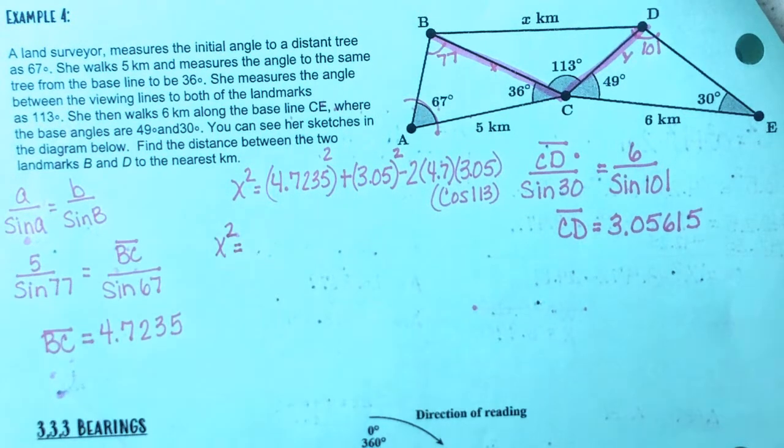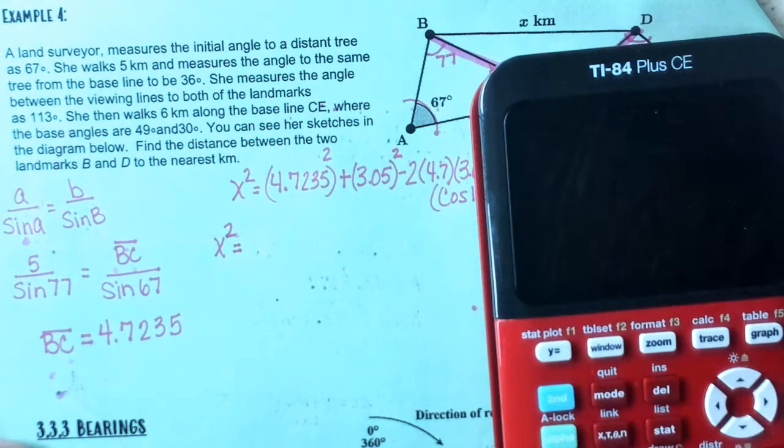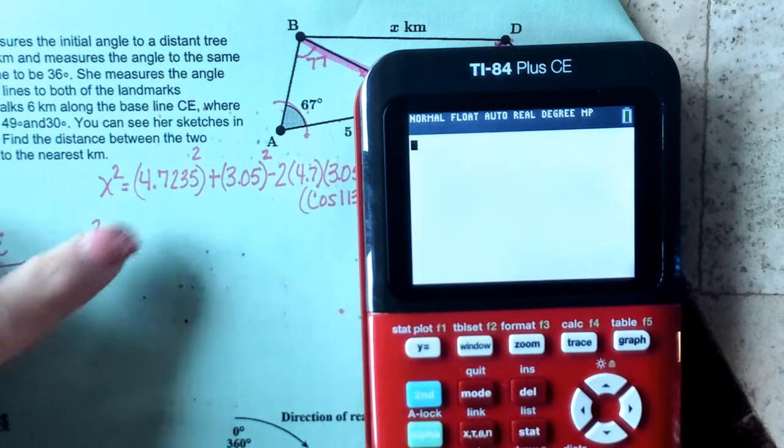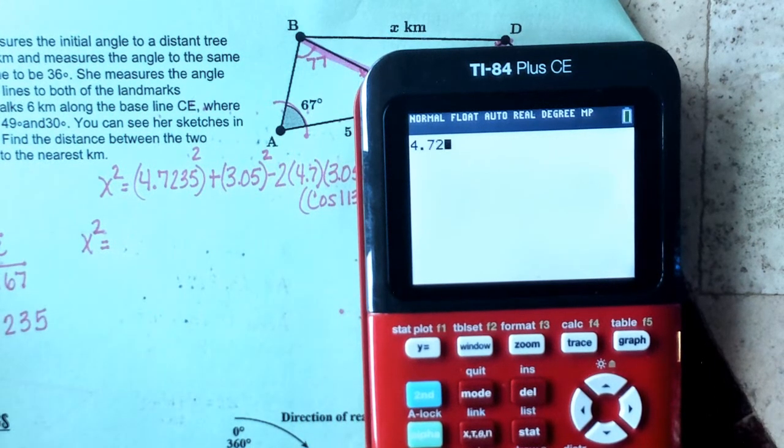I'm going to go to my calculator, and I'm going to plug in these numbers. Clear all this out. So I'm going to do 4.7235 squared plus 3.05615 squared minus 2 times 4.7235 times 3.05615 times the cosine of 113 degrees.